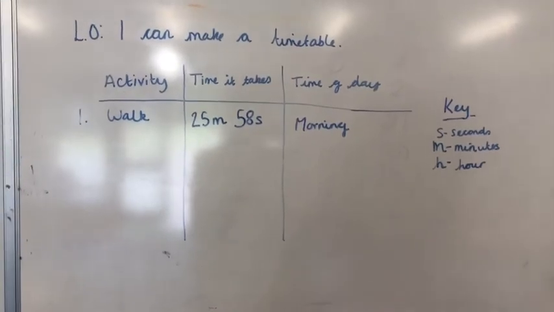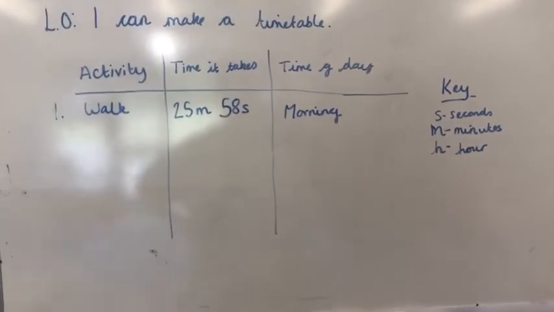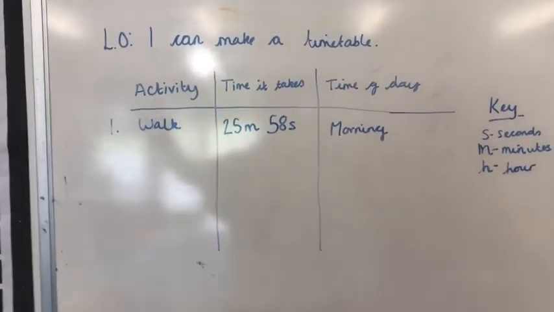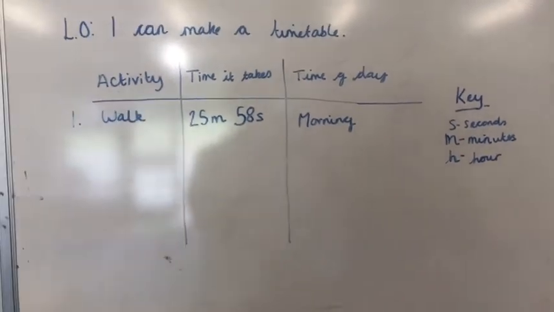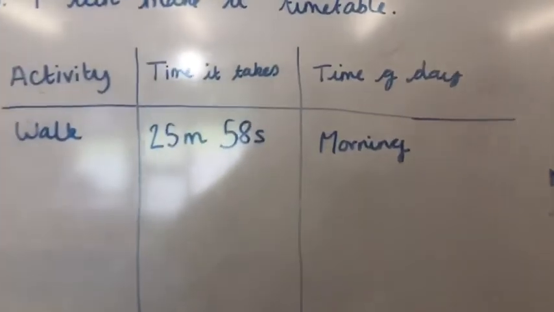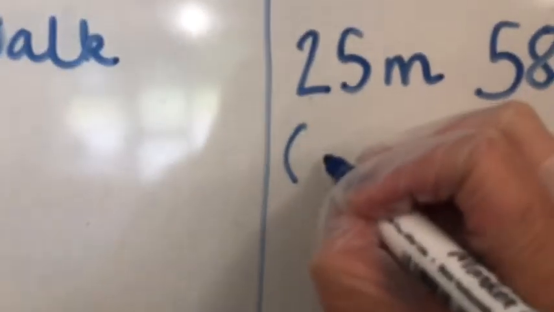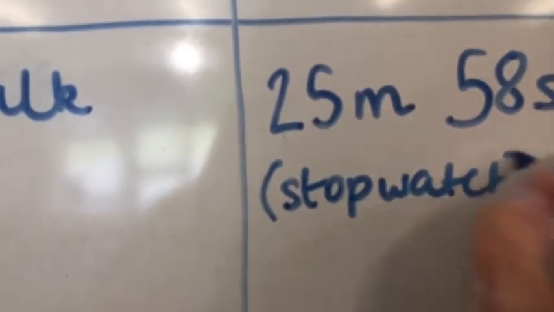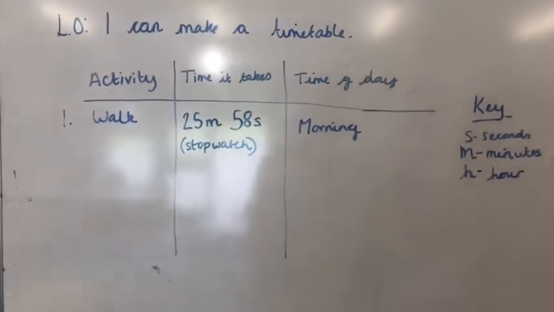If you forget an activity that you've done, that's okay. If you forget something you've done, that's all right. But hopefully by the end of it, the first part of your task earlier was to measure time, find different ways to measure time. You might want to make a log of that in your book as well. You could actually show how you measured the time. So here I might put in brackets, stopwatch. But it might be that you measure your time in different ways.